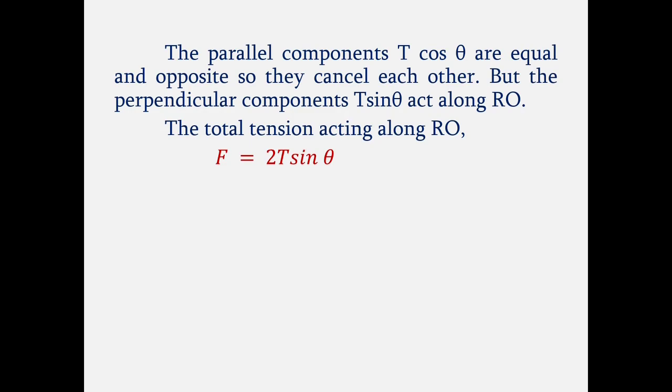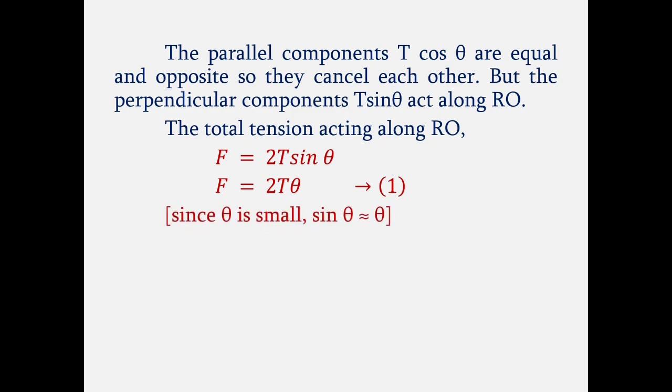So, one T sin theta is due to P and the other due to the tangential tension acting at Q. So, we have F equal to 2T sin theta. The sin theta can be approximated to theta if theta is very small. So F is equal to 2T theta. Let us take it as equation 1.